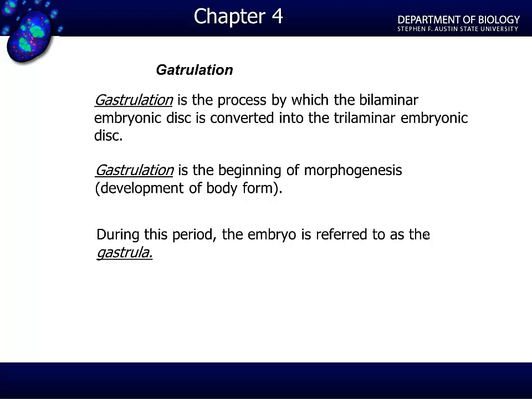Now, this also marks the beginnings of the process of morphogenesis, where we're really developing body form. Because as soon as we make a point and a line in our disc, this primitive streak, we begin to determine body axis, which is going to have a critical impact on body form. And so as soon as we see the primitive streak, this is going to be the time in which we will now refer to the embryo as a gastrula and no longer just as a blastula stage embryo.